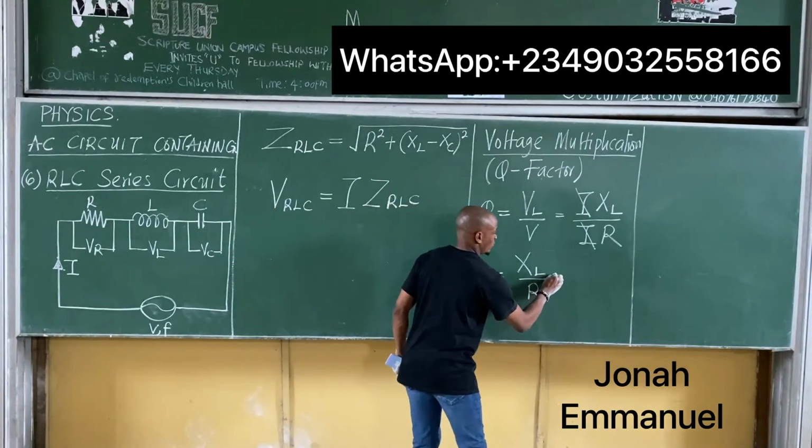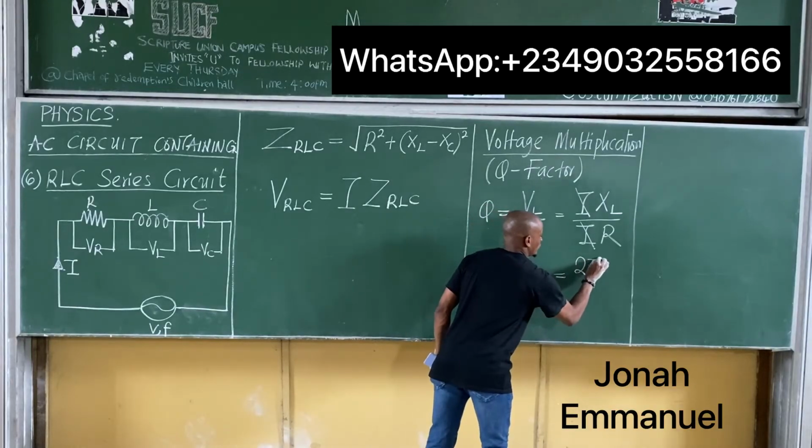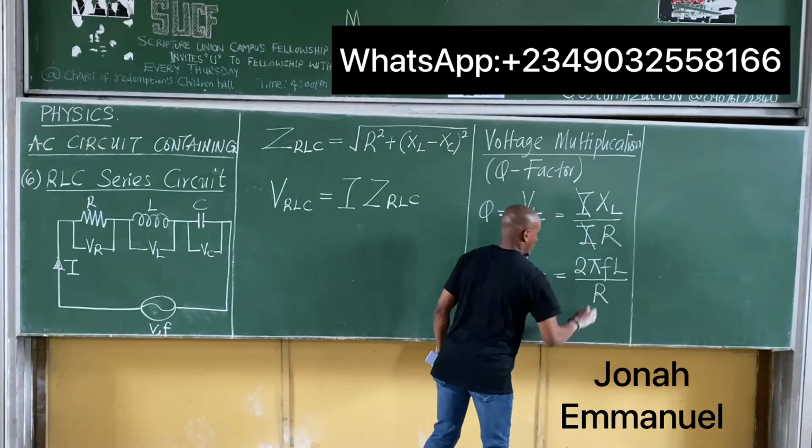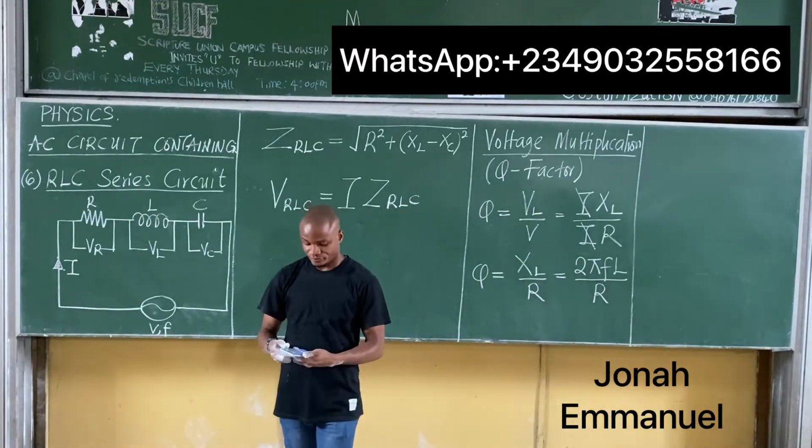What's the formula for XL? 2 pi FL all over R. So we have this.